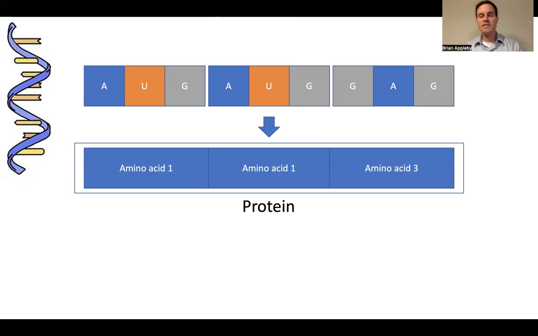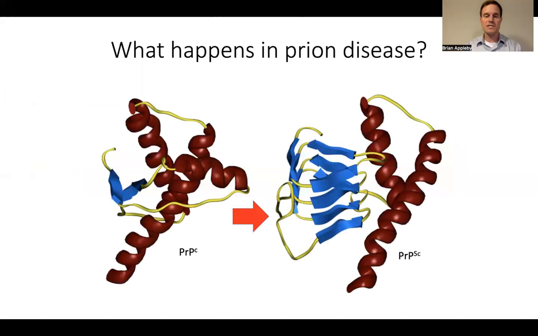Now, sometimes that's enough to completely disrupt the protein. The protein no longer functions, or actually has what we call a gain of function. It causes toxicity. But sometimes that alteration, even though there's a change in amino acid, the protein still functions, but it changes the way that it's shaped or the way that it's folded. And that's very pertinent to our illness, prion disease.